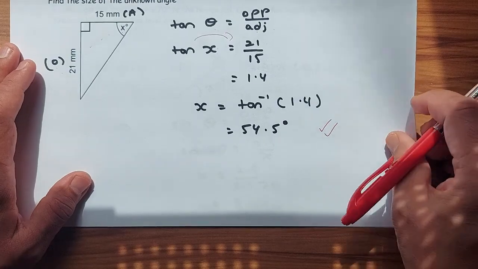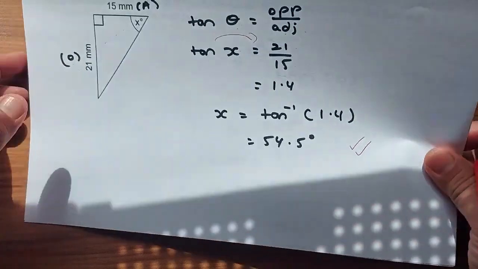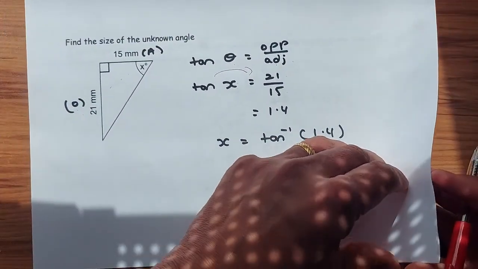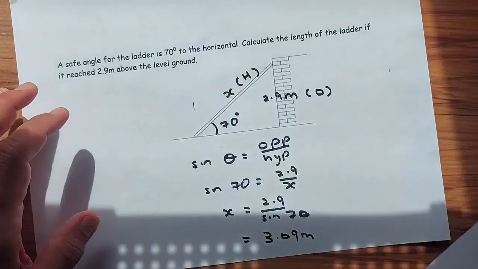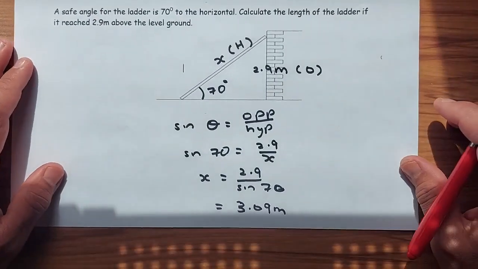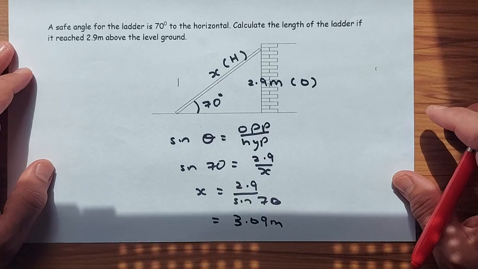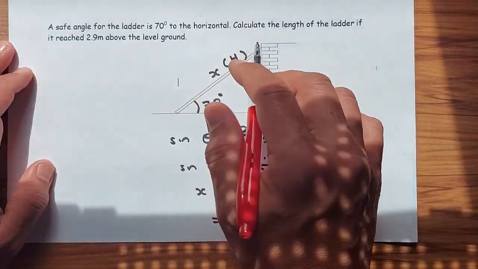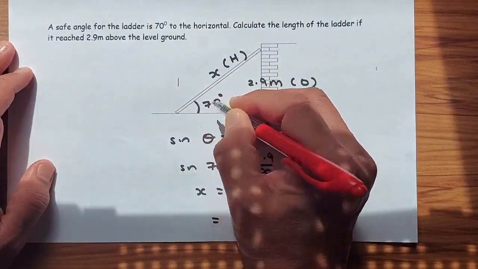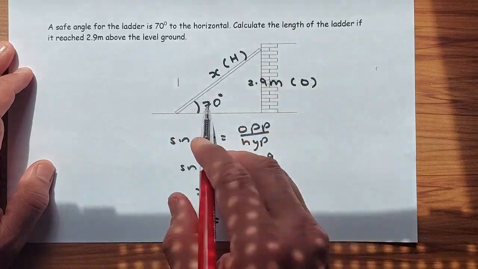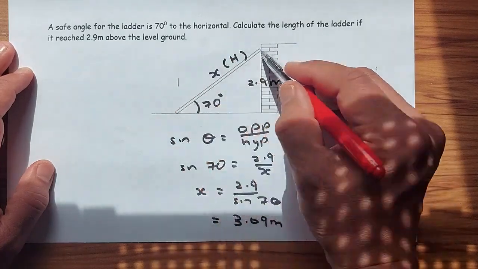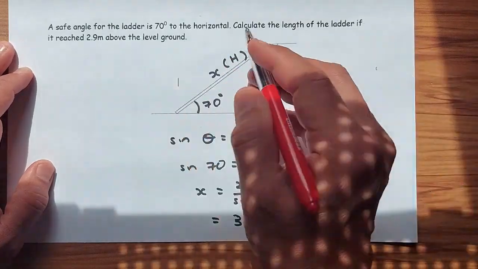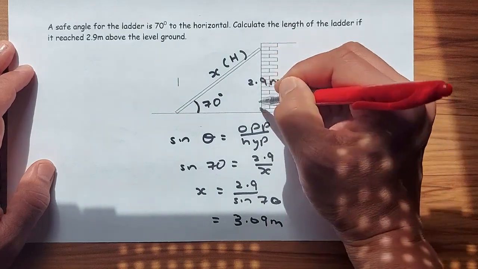Great, good. The last but not least, we are going to do a word problem. The word problem is similar, but you need to decipher it so you'll be able to draw the triangle. In this case, they draw the triangle for you. A safe angle for a ladder is 70, so that is 70 degrees to the horizontal. Calculate the length, so we're going to calculate this length here. If the ladder reaches 2.9, so the height is 2.9.